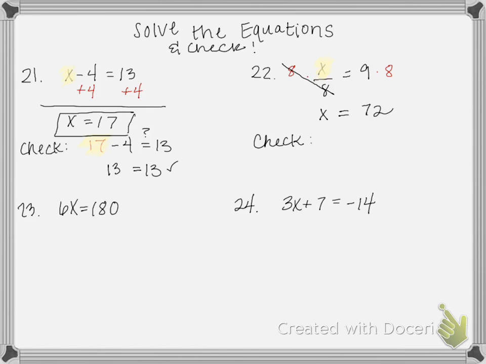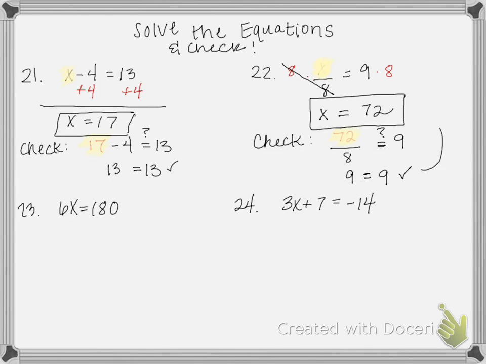So we think that x is 72. I'm going to plug that in, and then everything else comes down from my original equation. So 72 over 8 equals 9. This 72 is this x right here. 72 divided by 8, you'll find out that that is 9. Therefore, 9 equals 9, and we have a correct answer.